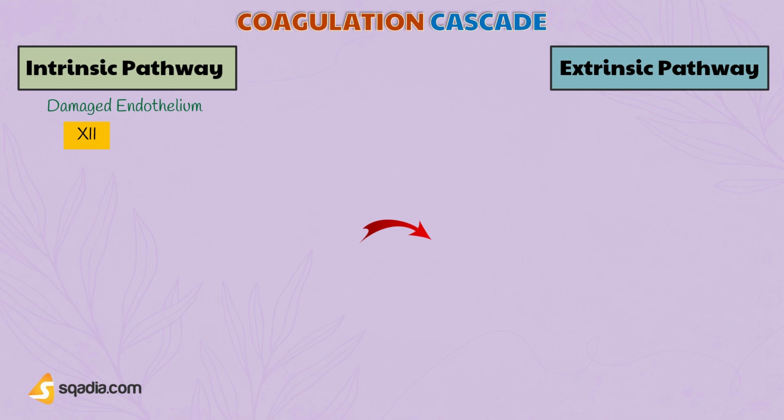Activation of factor 12. When factor 12 comes into contact with the damaged endothelium or negatively charged surfaces, it undergoes a conformational change, resulting in its activation. The activated form of factor 12 is called activated factor 12, or 12a. This activation process is known as contact activation.